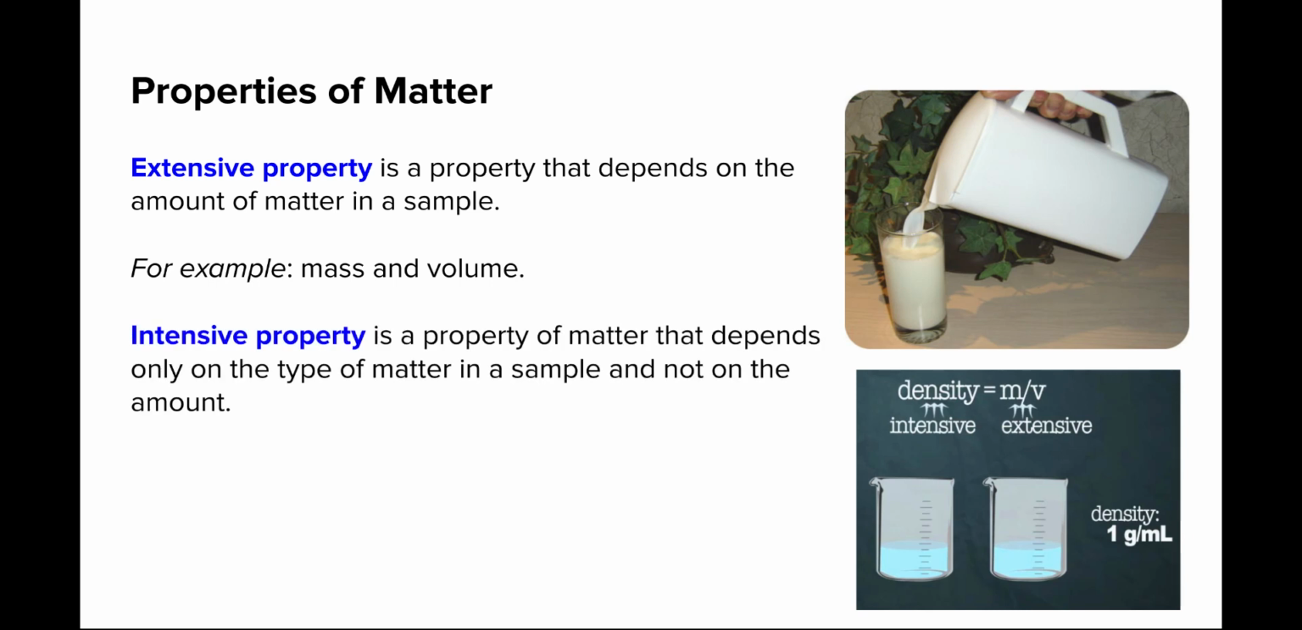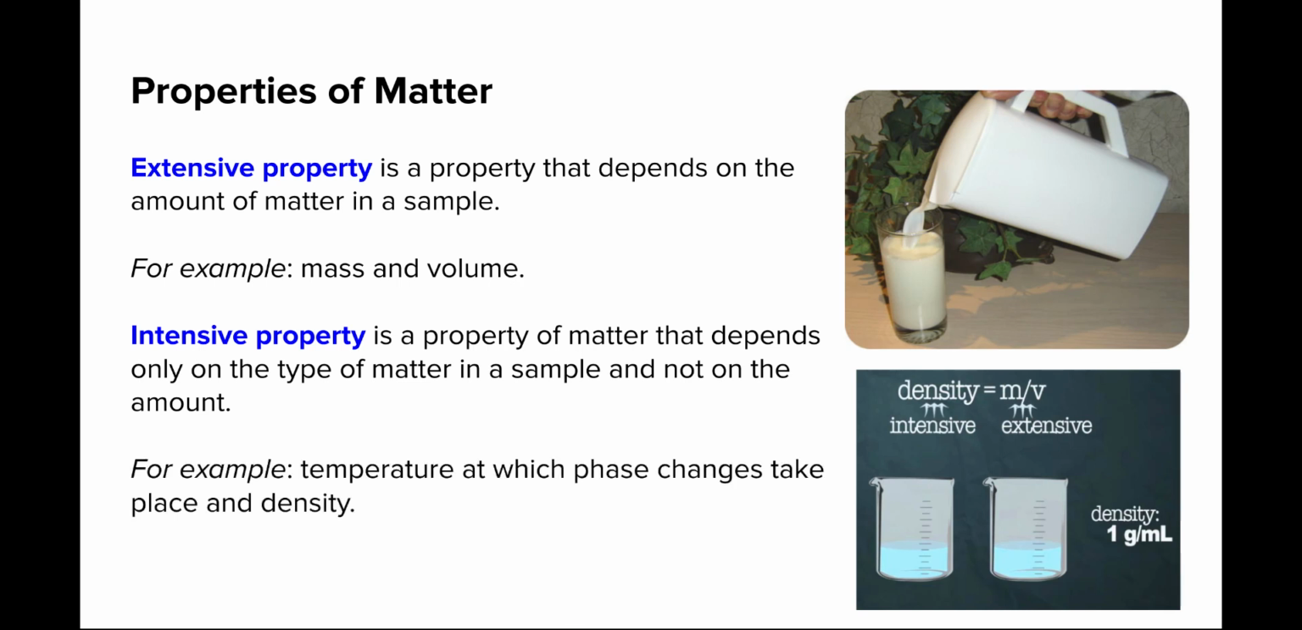Intensive properties is a property of matter that depends only on the type of matter in a sample and not the amount. So for example, the temperature at which a phase change takes place does not matter how much of the substance you have. And density, whenever you divide mass by volume, you now have an intensive property that is specific to that substance. So it doesn't matter how much you have, it will always have the same density.